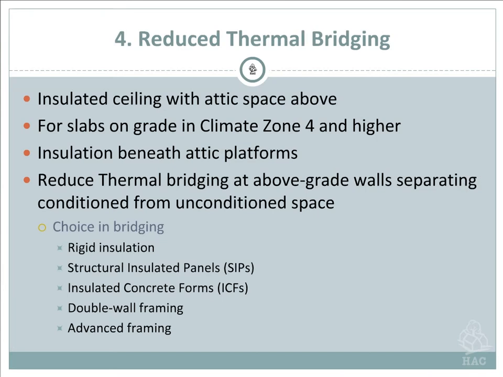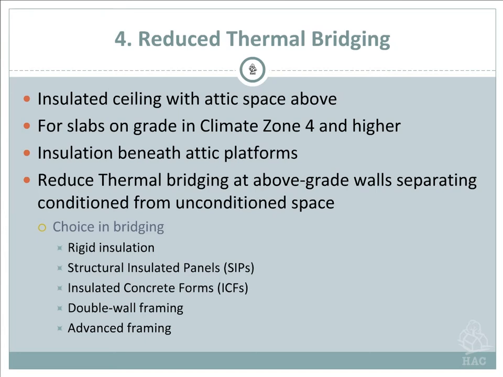Reduce thermal bridging. Again, you want insulated ceilings with attic space above. For slabs on grade, climate zone 4 or higher, you want to insulate all those slabs. Insulate below the attic platforms. We'll show you pictures of these. And then reduce thermal bridging above grade walls, and we're going to talk about this. And there's various ways of doing the bridging.